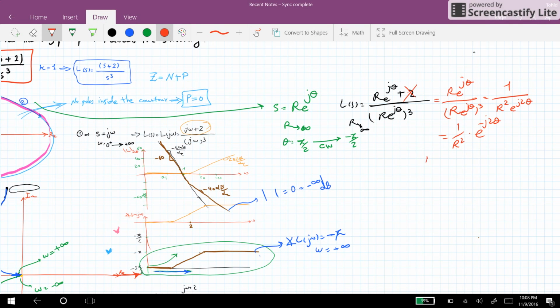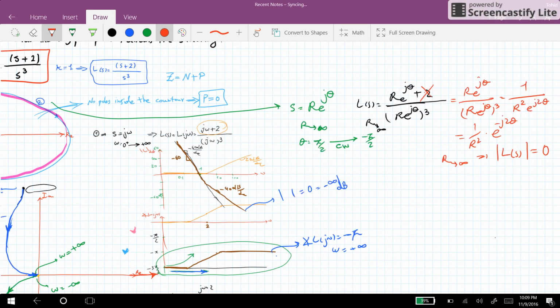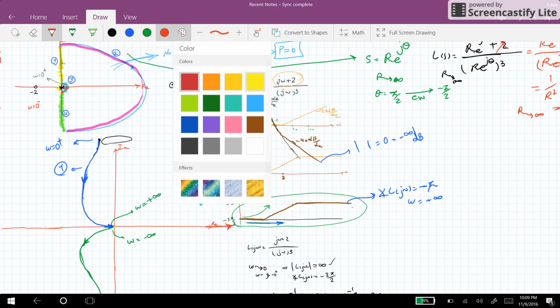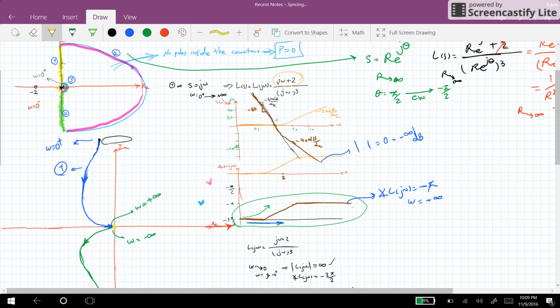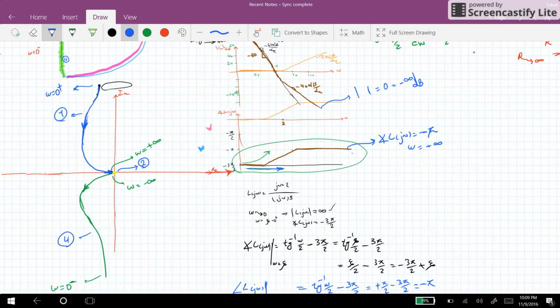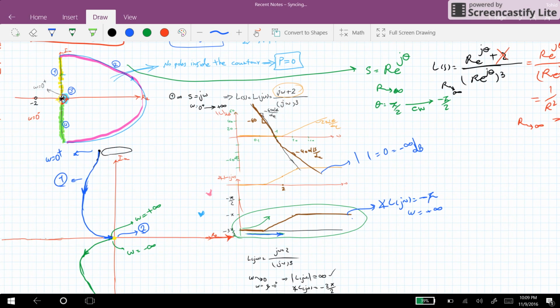However, since R goes towards infinity, we see that the amplitude of L of S is always equal to 0. So the whole second segment will be mapped to this point at the origin. So this is representative of the second segment, and this is for segment number 4. So now maybe the most important part, the most difficult part of drawing the Nyquist plot, is for segment number 3 here.